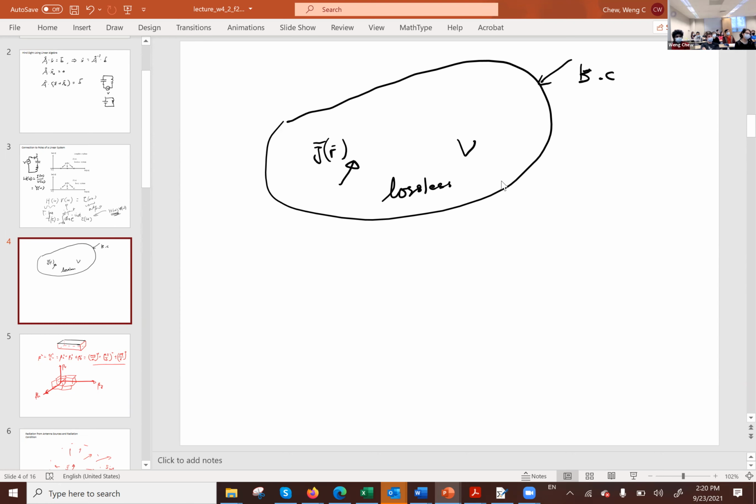Assuming that this source is in a box, with a boundary condition on the box, let's think of it as a cavity. Then the solution is not unique. So this problem is not unique, and you can convince yourself quite easily.